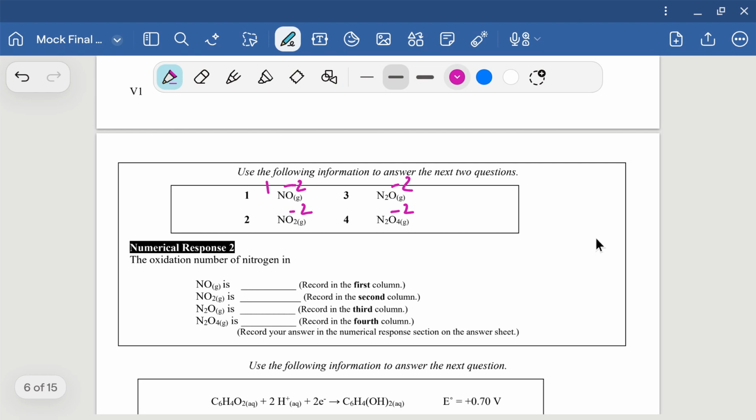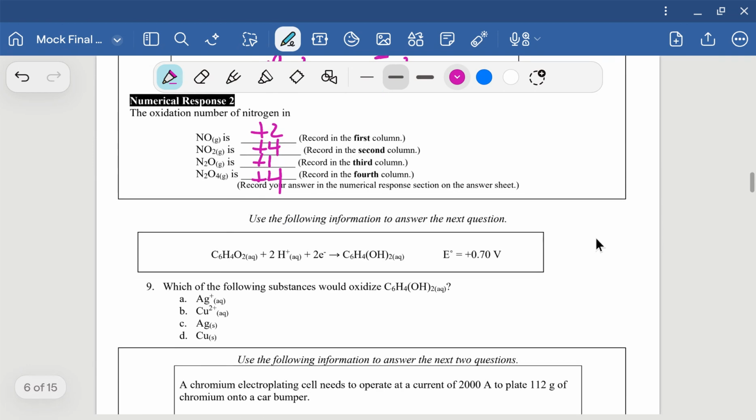So the first one, nitrogen would have to be +2, so the whole thing adds to 0. The second one, you have -2, but there's 2 of them, so -4, so nitrogen would have to be +4. The next one, -2, nitrogen, there's 2 of them, so 2 atoms have to share +2, so each one would be +1. And then the last one, oxygen is -2, there's 4 of them, so that's a total of -8. There's 2 nitrogens, so that would be +4.